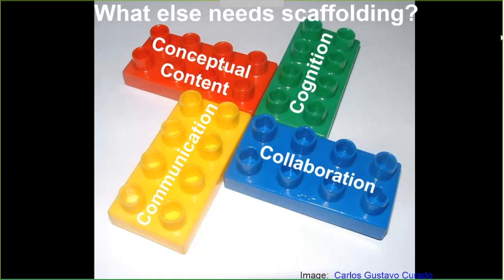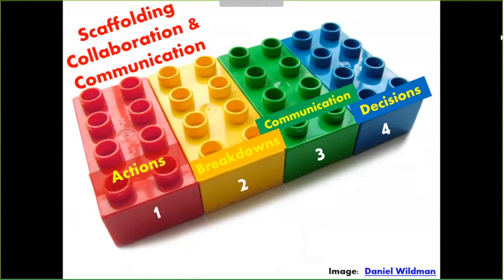What else do we need to scaffold? We need to scaffold the communication, and that needs to happen. We need to think about it in these 4 ways. Anything we want students to do probably needs scaffolding. So we need to think about what we want students to do, think about where that's going to break down, think about what kinds of supports they're going to need to be able to talk about it, and think about how we're going to scaffold their decision making.